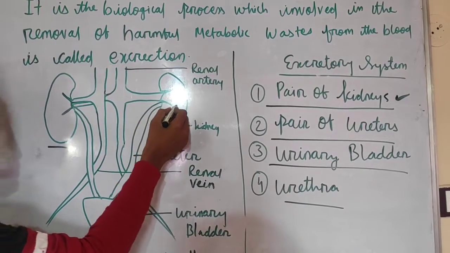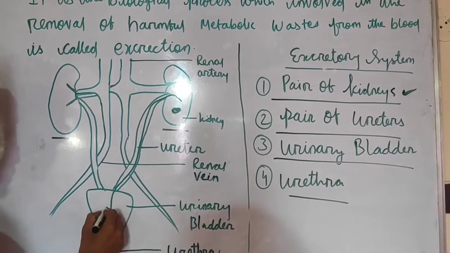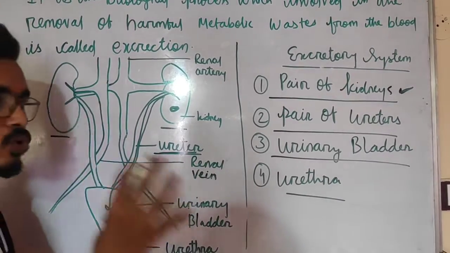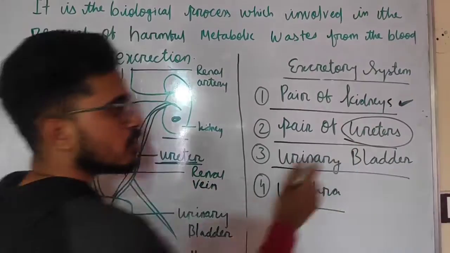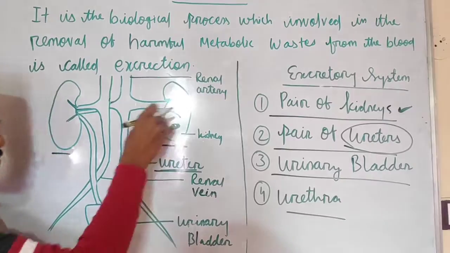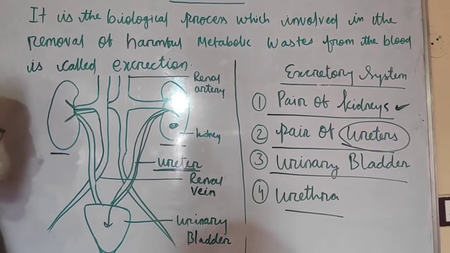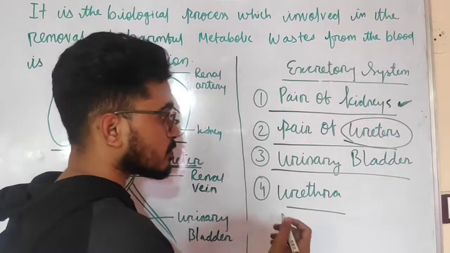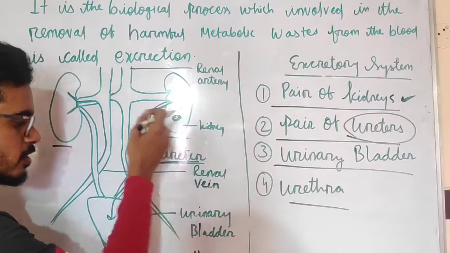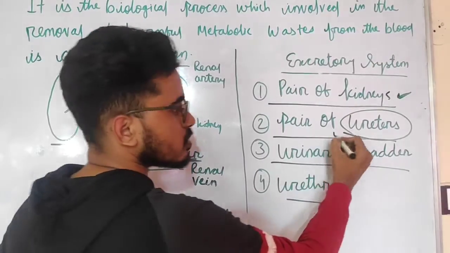That urine is transferred to the urinary bladder. So what is the role of the ureter here? Basically, the role of the ureter is to transport the urine from the kidney to the urinary bladder. That is it. The role of the ureter is that much.